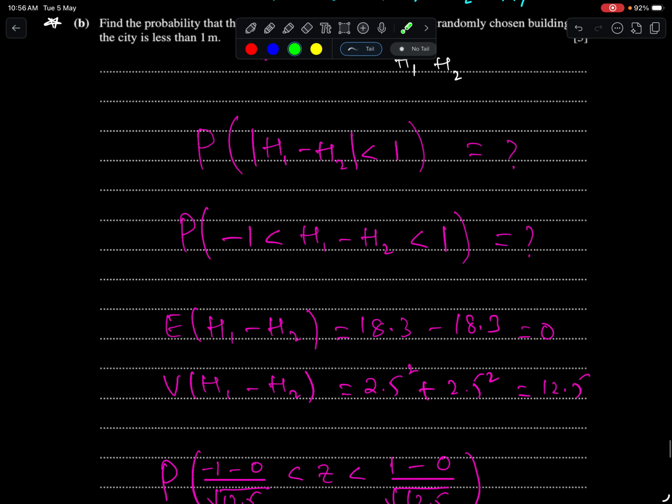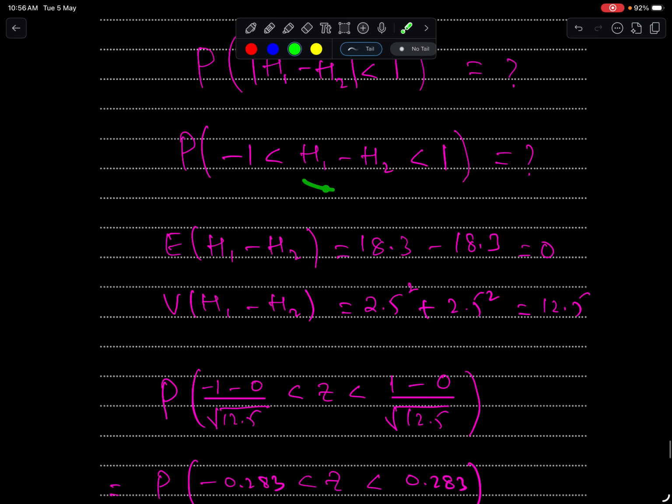Now remove the modulus in this way, as I told you. If we have a lesser sign, then write H1 minus H2 between minus 1 and 1. Now get the mean and variance of this. So for H1 minus H2, the mean is 0, and for the variance of H1 minus H2, add, replacing the negative by positive, and this is the variance.